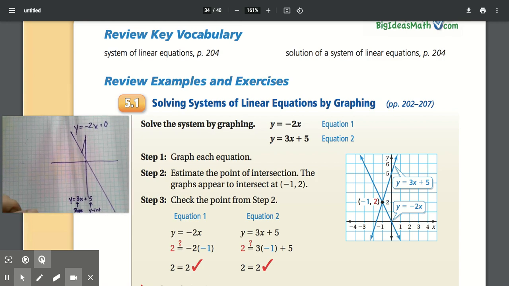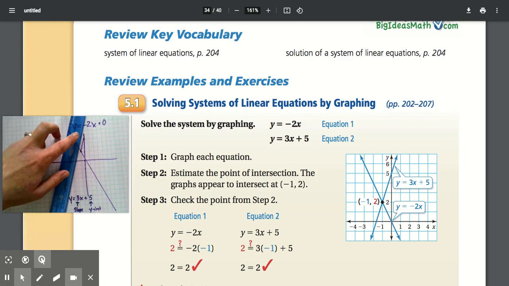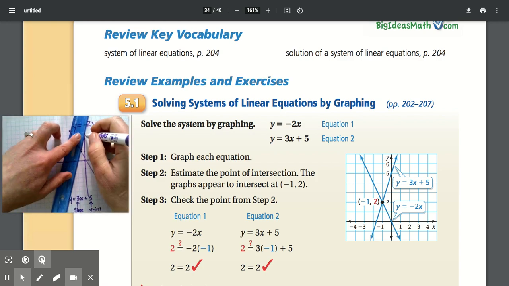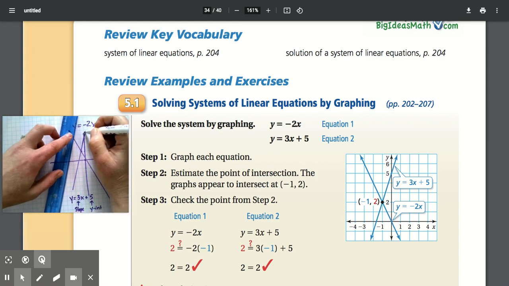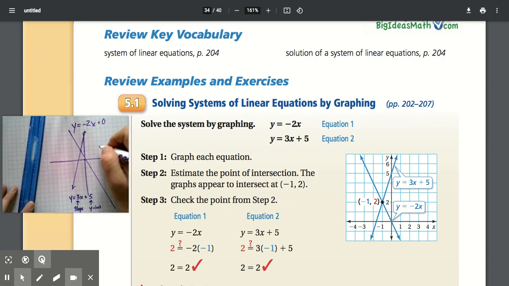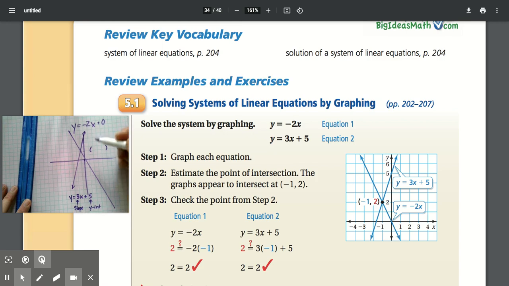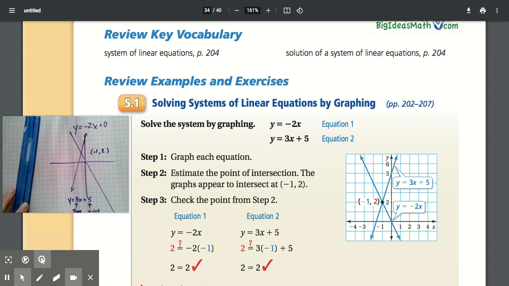We're going to get out our ruler because precision does matter. But if you go from this y-intercept and count down 3 and over 1, you can see with certainty that it's going to cross right there at that point. Now, when you're solving a system of linear equations, your solution is going to be in the form of an ordered pair. So first we're going to have the x value, which here is negative 1. And then you're going to have the y value, which is 2. And that is your solution for the system of equations that we have here.